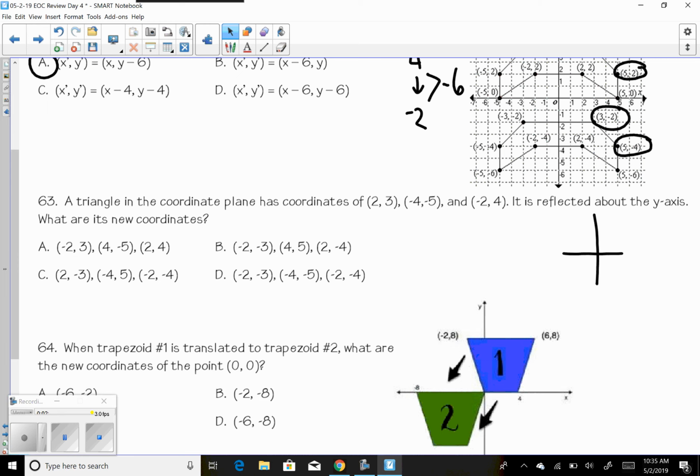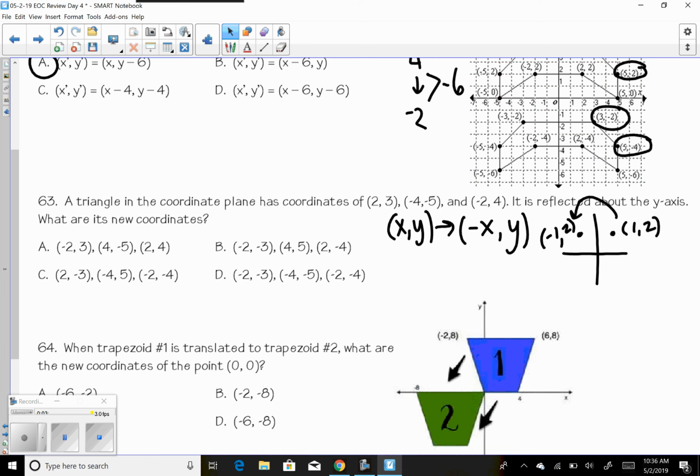If I had this point right here, I'm just going to name that one (1, 2). If it flips over the y-axis, it goes over here. Okay, what would that new point be? (-1, 2). So if you forgot your rule, what happens? X, Y, the y's stay the same, the x's change signs. So the rule is (-x, y).